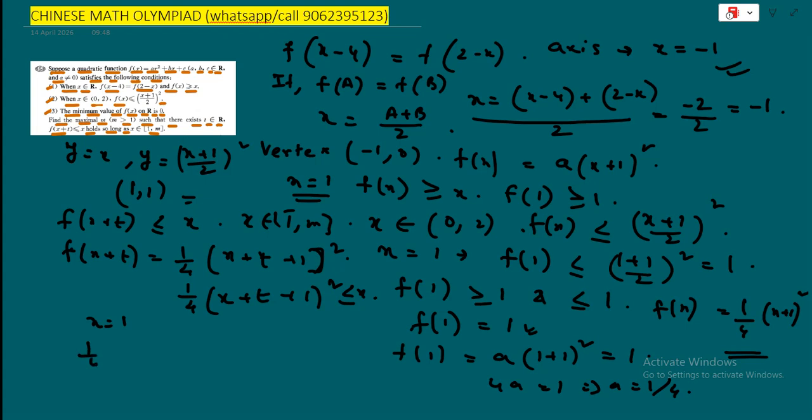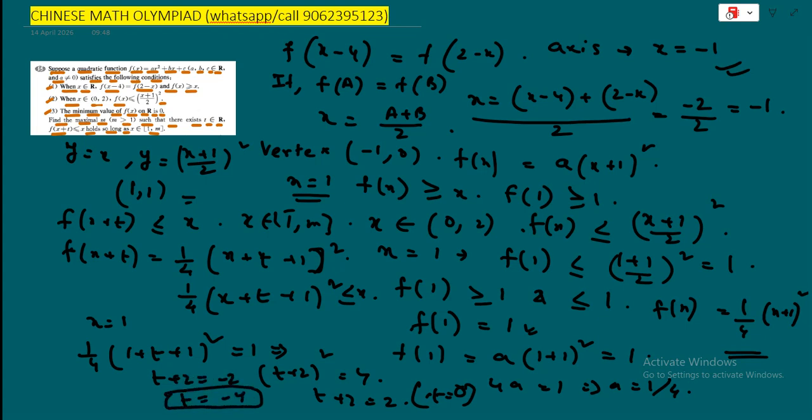So 1 by 4 into (1 plus t plus 1) whole square, that is 1. So (t plus 2) whole square, that will be 4. So it gives us t plus 2 is 2. So t is equal to 0, or t plus 2 is minus 2, or t is equal to minus 4. Okay, these are the two things.